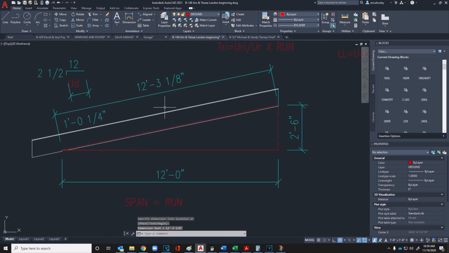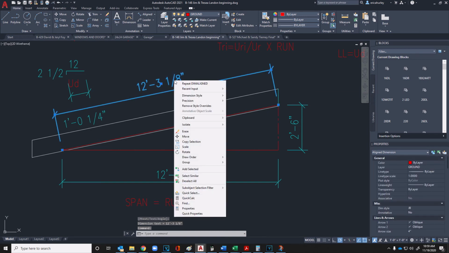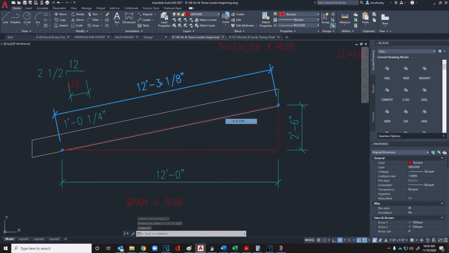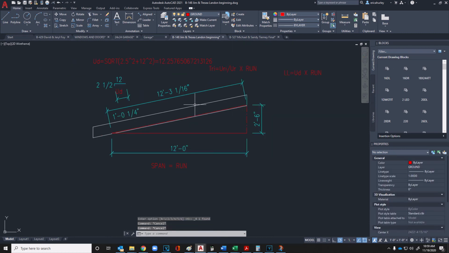3 1/8. And if I go and do this precision thing again, there. And that is what we have. 12 feet, 3 1/16. Now you may ask, why am I checking this precision thing? Because I have the precision currently set up to 1/4 of an inch.